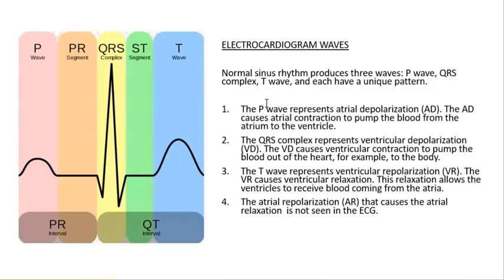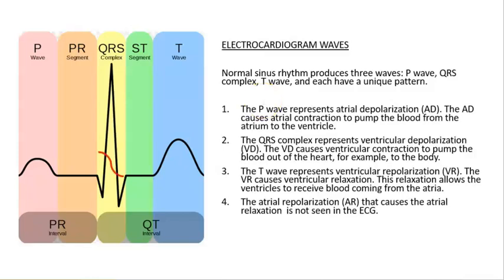The QRS complex represents the ventricular depolarization. This ventricular depolarization causes the ventricular contraction to pump the blood out of the heart, for example, to the body. The T wave represents the ventricular repolarization. The ventricular repolarization causes the ventricular relaxation. This relaxation allows the ventricles to receive the blood coming from the atrium. The atrial repolarization that causes the atrial relaxation is not seen in the electrocardiogram.